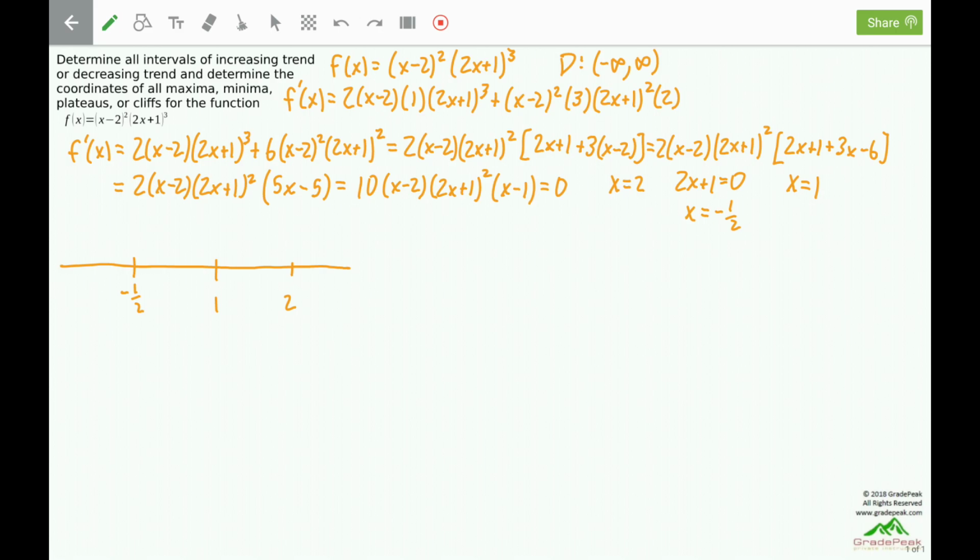We can now pick test numbers in each of the intervals that have been created by the critical numbers. We have 4 intervals here. Negative infinity to -1/2, we can choose -10. -1/2 to +1, we can choose 0. 1 to 2, there are no integers in there, but we can choose 1.5 or 3/2. And then from 2 to positive infinity, we can choose +10.